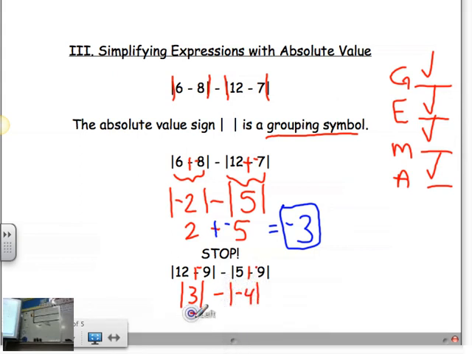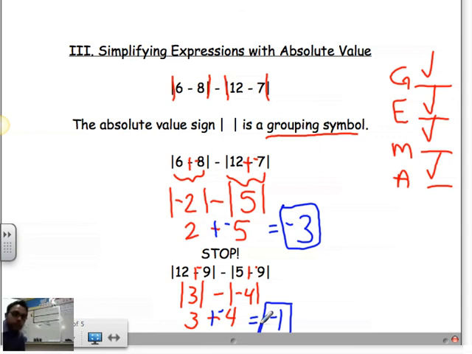The absolute value of 3 is 3. The absolute value of -4 is 4. So I have 3 minus 4. That's the same thing as 3 plus -4. And your answer should have been -1. Did you get it right?